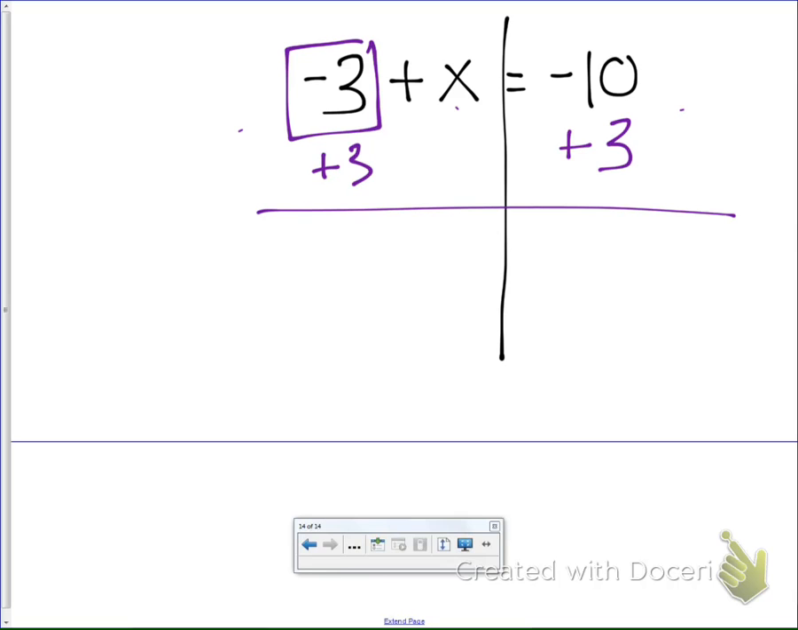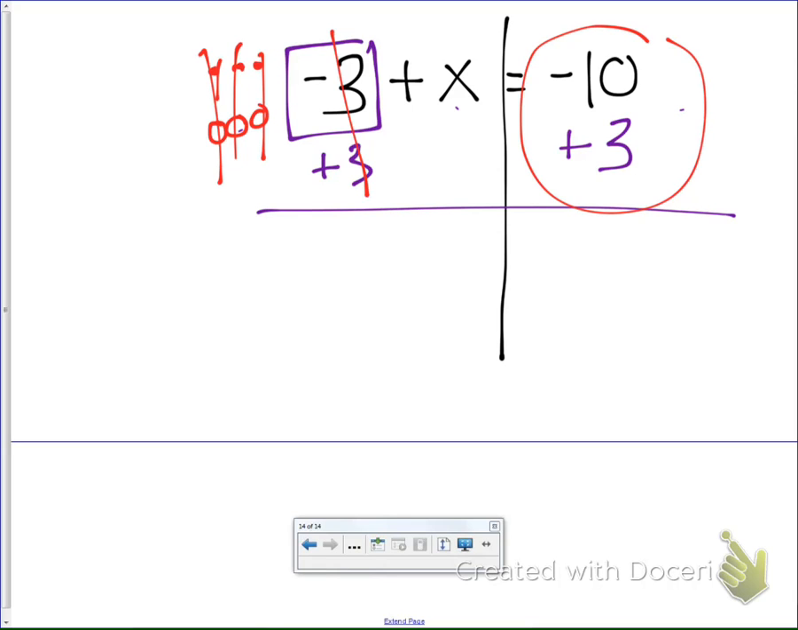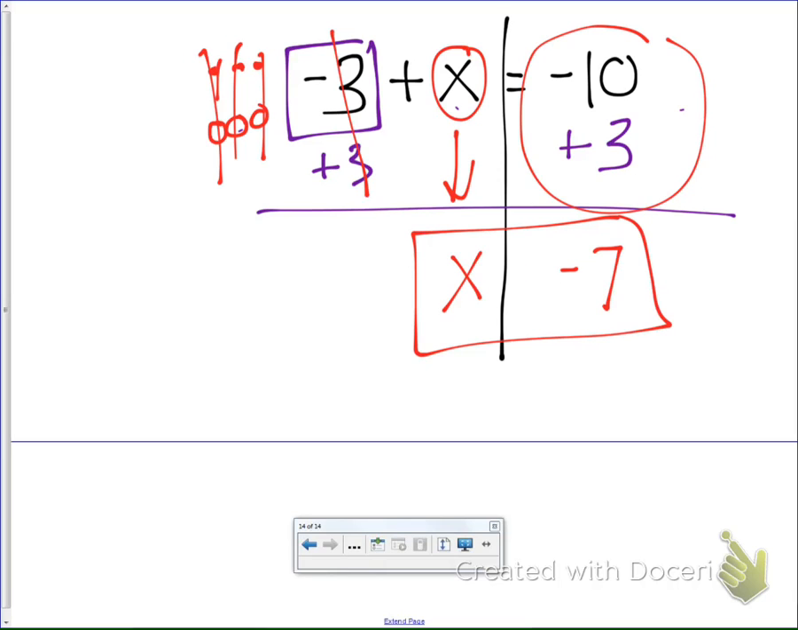Just like last time, these 3's are going to cancel each other out because I have 3 negatives and 3 positives, which are going to give me 3 zero pairs. So over here on the same side, I have negative 10 plus 3, and again that gives me a negative 7. I bring over the x that I have left, and now I have x equals negative 7. So you see, it's the exact same thing as we did before, just really focus on what you have here, and it's all about the opposites.